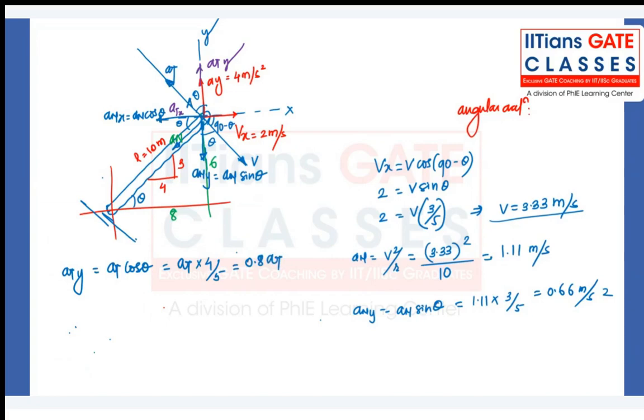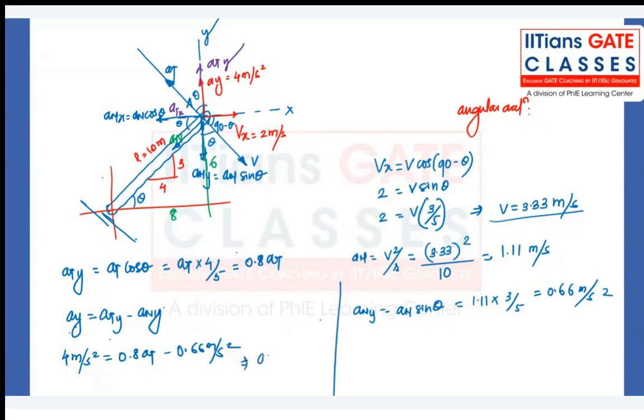So there are a total of two accelerations along the vertical, let's say along the y-axis, that is Aty and Any. Aty is upward, Any is downward. So ay, that is the upward component of the acceleration, is Aty minus Any. Do you agree? And what is ay? They have given us 4 meter per second square, and this has to be equal to 0.8 times At minus Any, which is 0.66 meters per second square. So from this you will get the value of At. What will it be?